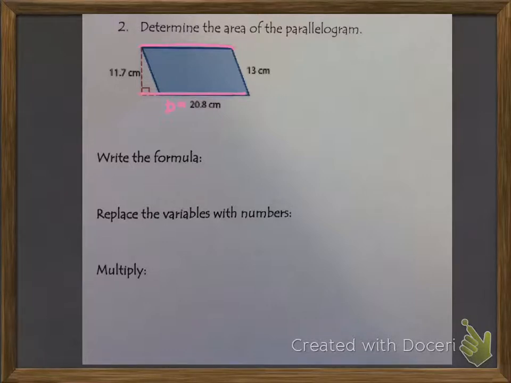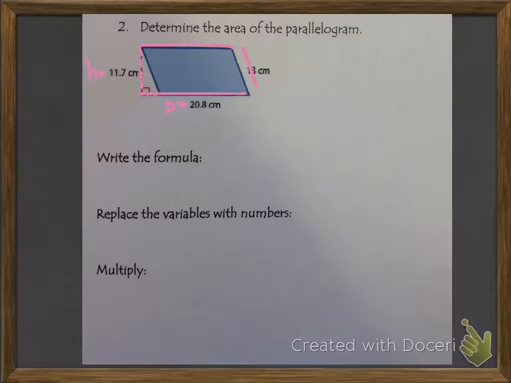The 11.7 is perpendicular. It is a straight line all the way to the bottom. So that's the one we are going to pick. This is a curved line and it's not straight perpendicular, so we don't want to pick that side. So our h equals 11 7/10 centimeters.